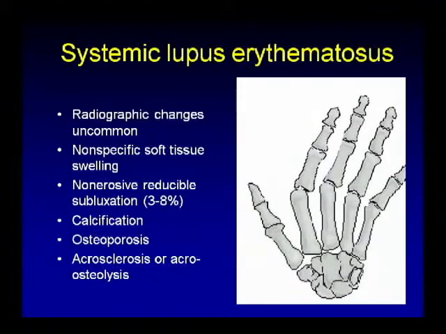And with lupus, you may get calcifications in the soft tissues, and like other collagen vascular diseases, you might get sclerosis of the distal tufts. That's kind of interesting. And you might get acro-osteolysis, which we will get a differential of later on.